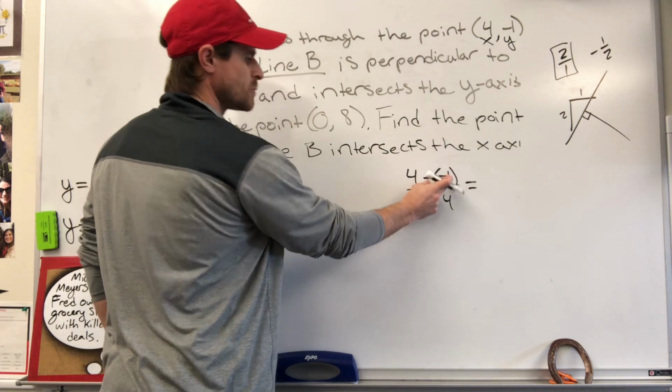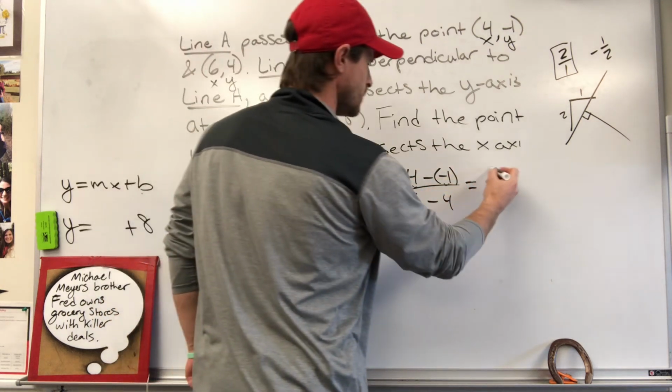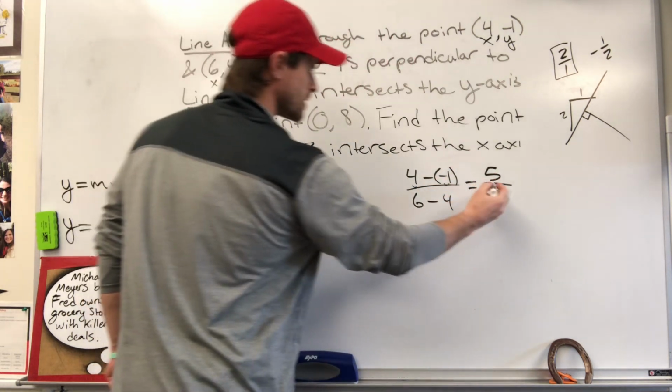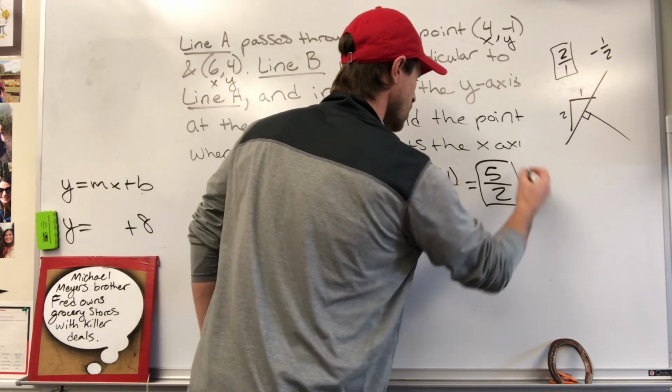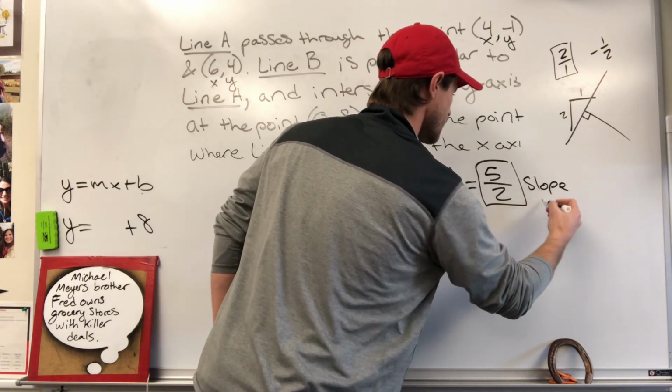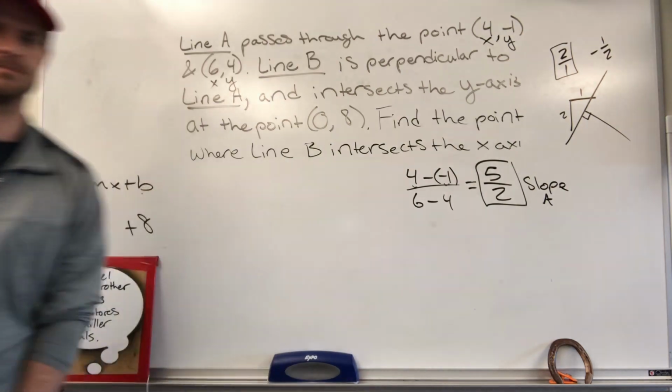4 minus a negative. Subtracting a negative is really adding. That's going to give you a 5. 6 minus 4 is going to give you a 2. So we know the slope of line A is 5 over 2.